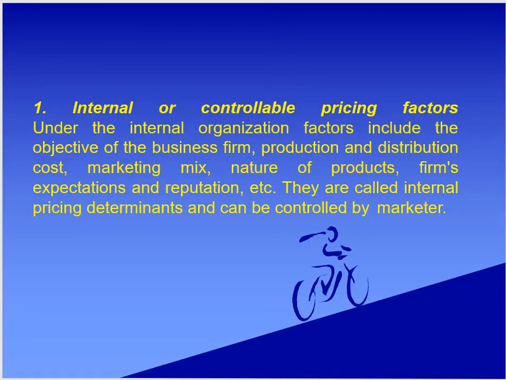So if you go to slide number 47, it says internal or controllable pricing factors. Under the internal organization factors include the objective of the business firm, production and distribution, cost, marketing mix, nature of products, firm's expectation, reputation, etc. They are called internal pricing determinants and can be controlled by the marketeer. The other points here are self-explanatory. But firm's expectation and reputation, that is something you have to understand.